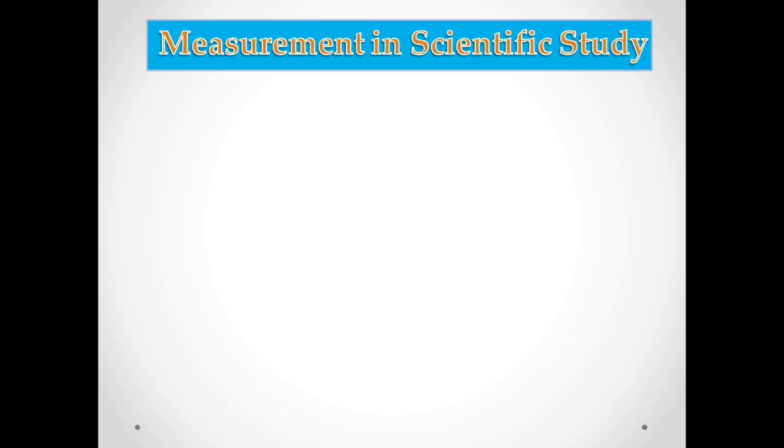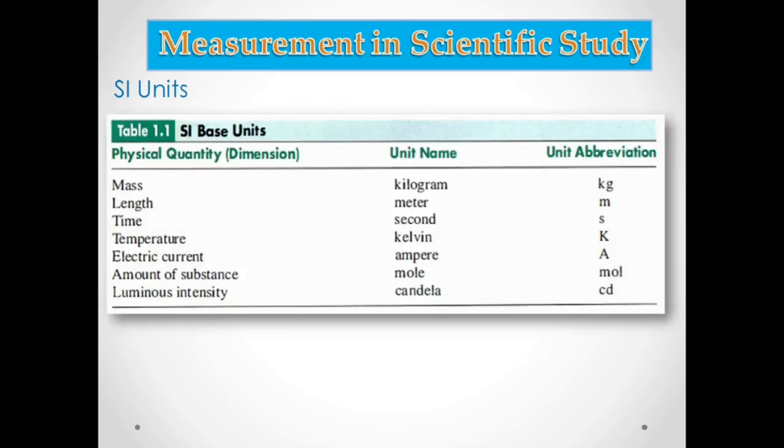So, measurement in scientific study. We will be dealing with the Système International units of measurement, or the SI units. These are the 7 basic units. For mass, the unit name is kilogram. Length is in meter. Then you have time, that is seconds; temperature, that is Kelvin; electric current is amperes; amount of substance is mole; luminous intensity is candela. Actually, the basic unit for mass is grams. So these are the 7 basic units: mass, length, time, temperature, electric current, amount of substance, and luminous intensity.